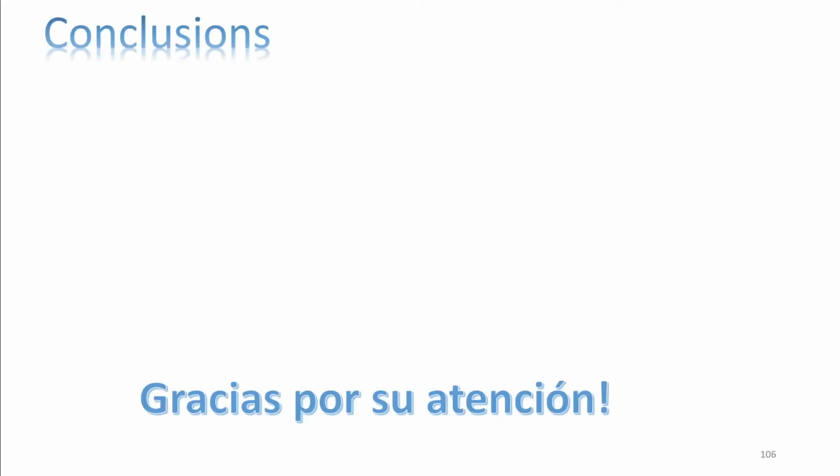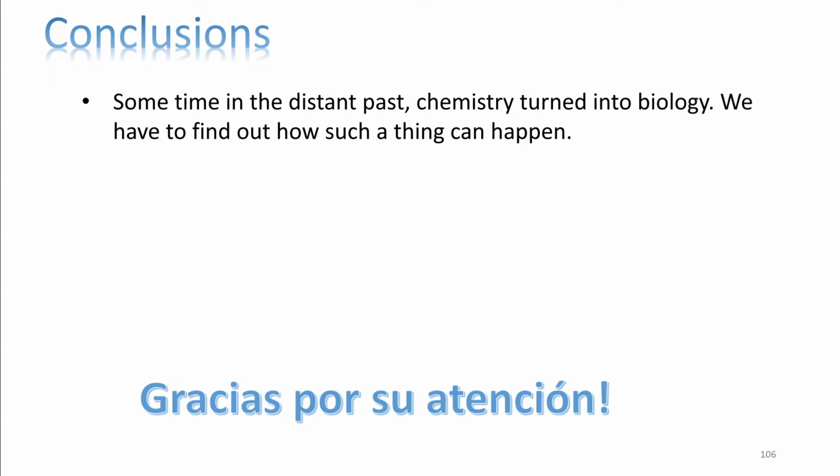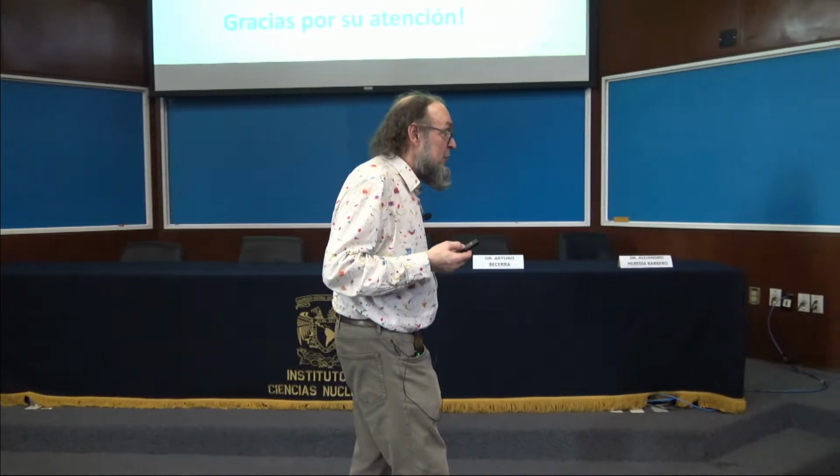So, to conclude, what we know is that sometime we had chemistry that turned into biochemistry, into biology, by a process of complexification, because we are here, right? And we have to find out how this happened, because it's one of the basic problems in current science, and also for applied reasons. If we understand how complexity came to be, maybe we could exploit it to make more complicated devices.